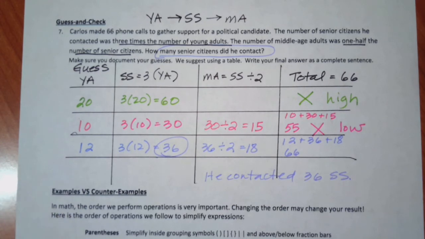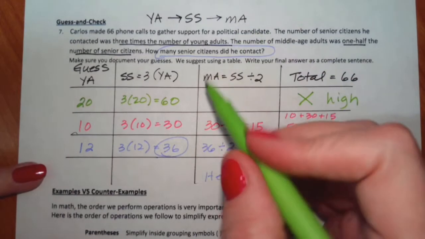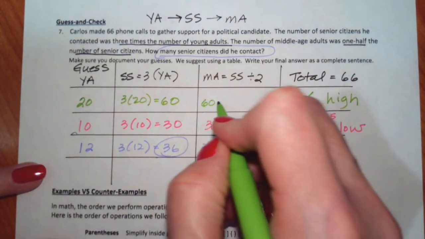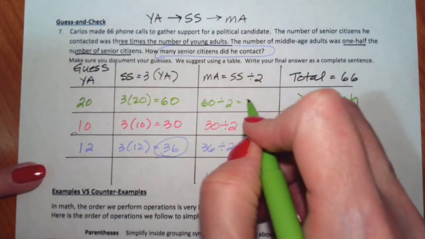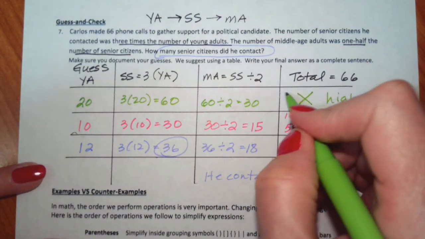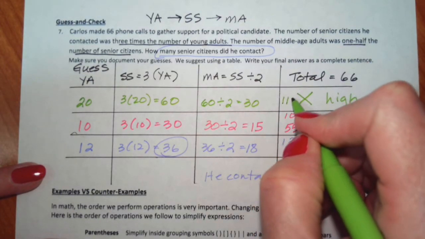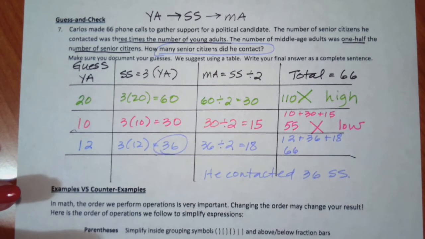The hardest part on this kind of problem is figuring out where to go. Where did you start on this? And just so you'll have it as a reference, I'm going to go ahead and fill this in. 60 divided by 2 gives me 30. And when I add all those up, this gives me 110, which is just too high.